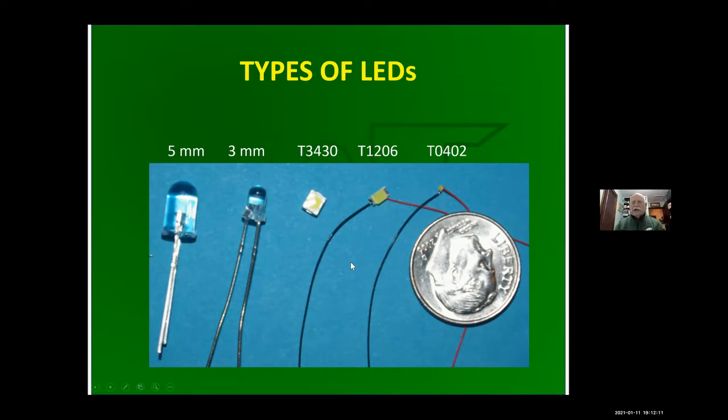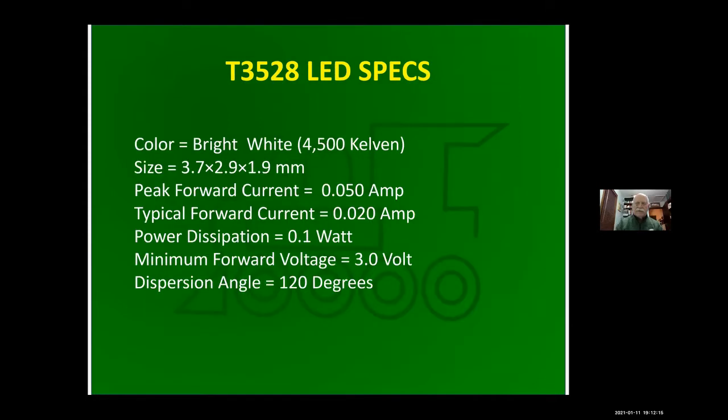Well, let's look at a very common LED, a 3528, and they come in different colors, and we'll talk more about that. We're going to look at a bright white, which runs at 4,500 Kelvin. I'll talk more about what that means in a little bit. The actual size is a little bit bigger than what it says up here, because this is the size of the output itself. This is the size when it's mounted in the case that it sits in.